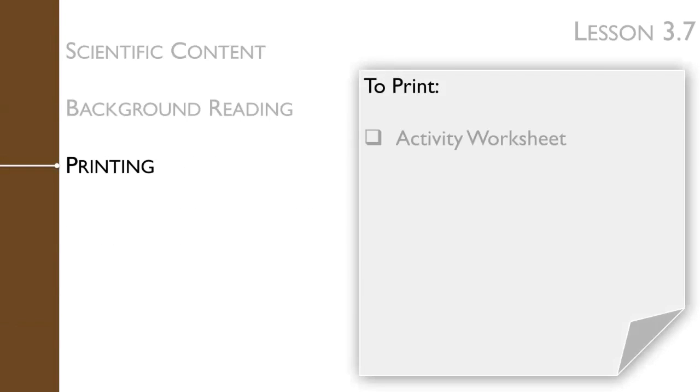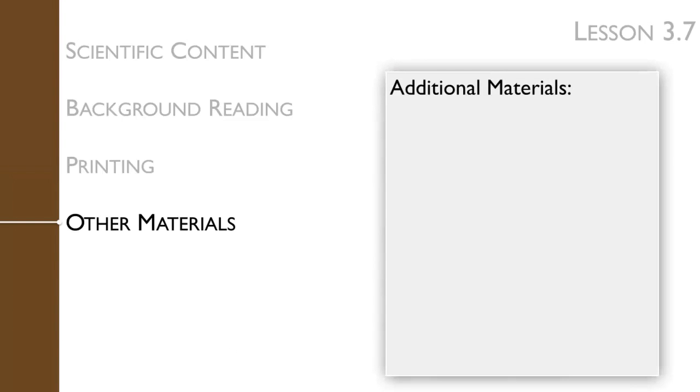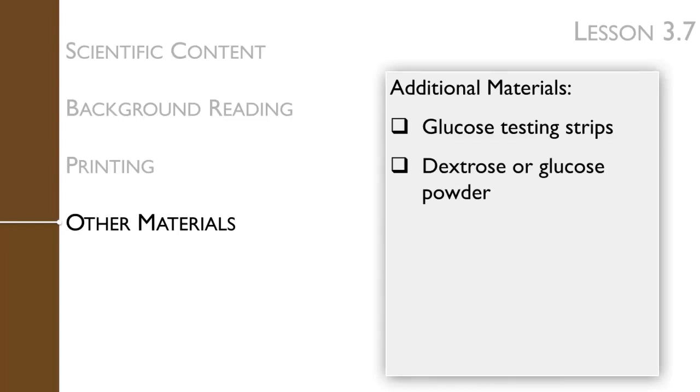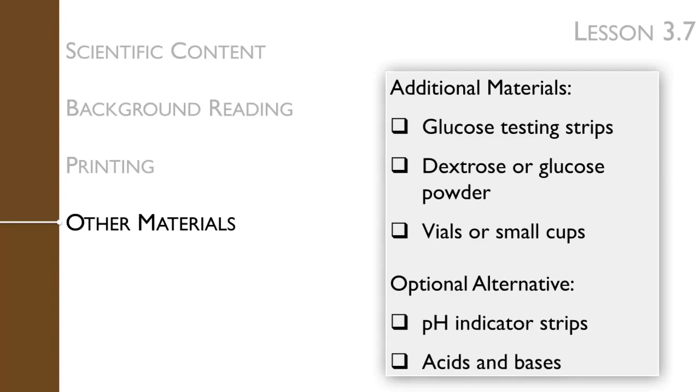The student workbook provides additional explanations for students. You will need to print out one activity worksheet per student. This lesson also requires the following additional materials: glucose testing strips, which can be purchased from a drugstore or online, dextrose or glucose powder, which can be purchased from a chemical supplier, or dextrose can be found in a nutrition supplement store, and vials or small cups. This lab can also be conducted using pH indicator strips and using acids and bases to make several solutions at a different pH. These would replace the glucose testing strips and the dextrose or glucose powder.